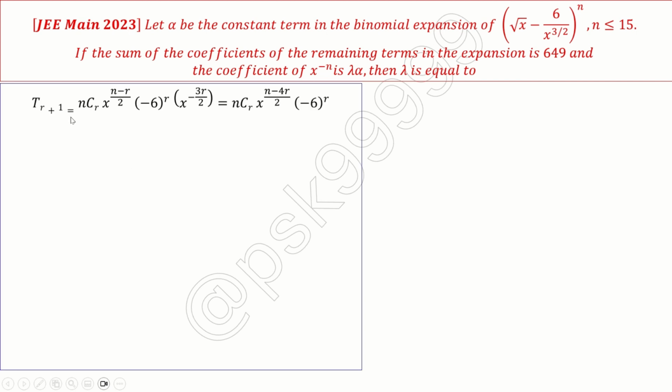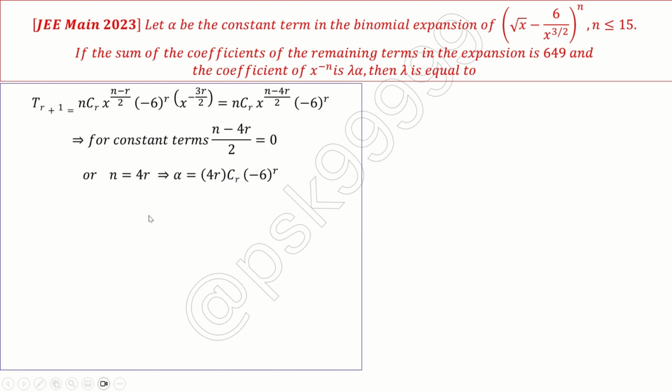Okay, this is my general term, right? nCr x to the power of n minus r divided by 2, minus 6 whole to the power of r, x to the power of minus 3r by 2. Okay, this is nothing but, if I take all x terms into 1, nCr x to the power of n minus 4r by 2 into minus 6 to the power of r. Now for the constant term, this should be 0. Correct? So n minus 4r divided by 2 is 0, or n equal to 4r. Correct? So my constant term is nCr into minus 6 whole to the power of r.